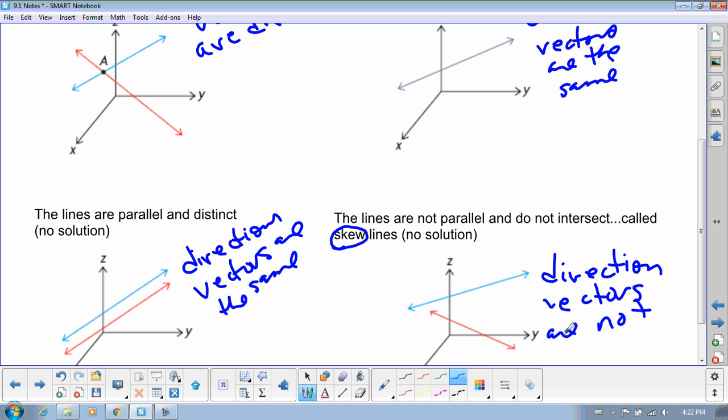By looking at the direction vectors, you can limit the possibilities. If they're the same, then we know that they're either parallel and distinct or they're coincident. If they are different, they're either skew or they have a point of intersection. So what does the math look like when we do that?